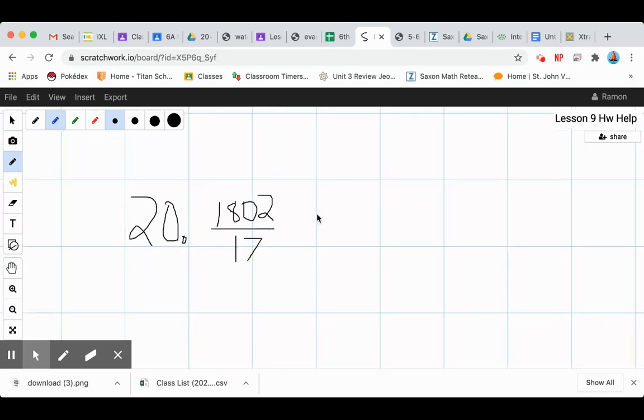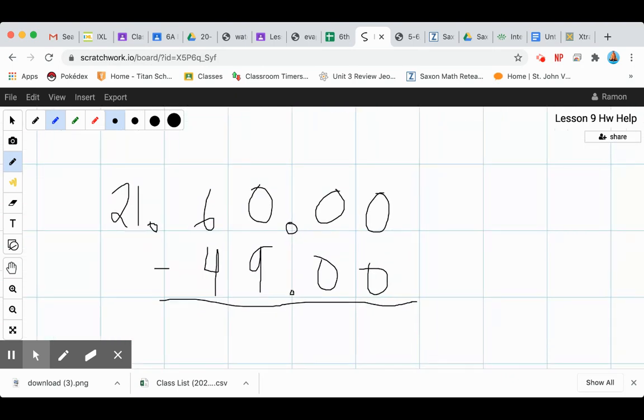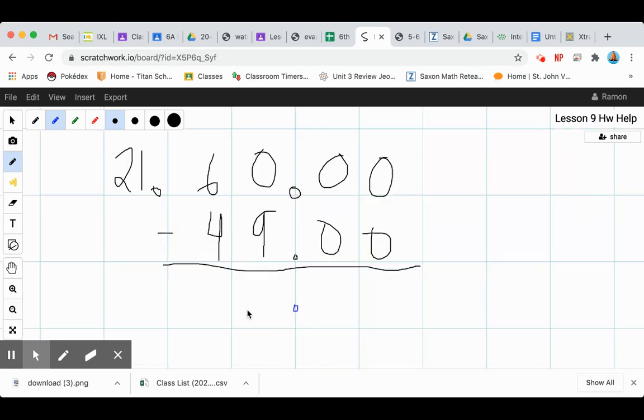For number 20, we're just going to use long division, 1,802 divided by 17. Set it up using long division, and then you follow your very simple formula of divide, multiply, 17 times 1, subtract, find the difference, and then bring down and continue in that fashion. For 21, we're just going to subtract. Remember to regroup and to make sure your decimals are lined up the way they need to be.